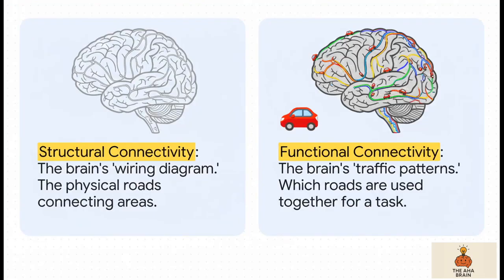Now, this is where things get really cool. There's a big difference between the physical wiring of the brain and how that wiring actually gets used. Think of it like this. Structural connectivity is the actual map of all the roads and highways in a country. These are the physical connections. But functional connectivity, that's the traffic. It's about which roads are being used together right now to get a package from one city to another, even if they're not directly connected by a single superhighway. It's about the patterns of use.